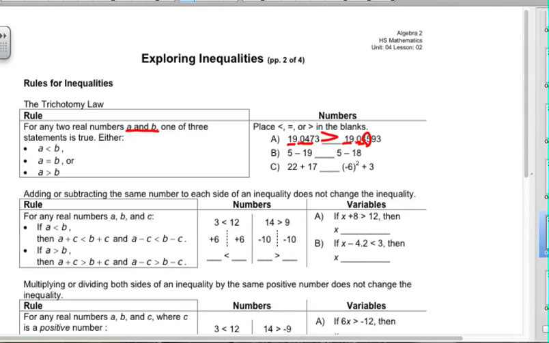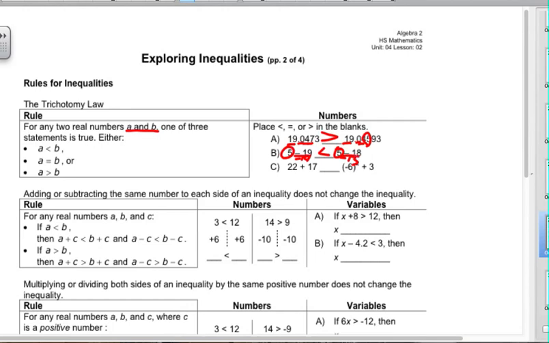Okay, now we can do sort of the same idea here. You can combine these, which would be negative 14 and negative 13. And if you take a look at this, you should know that negative 14 is going to be less than negative 13. Another way is that since both of these numbers are the same, you just compare these two numbers.